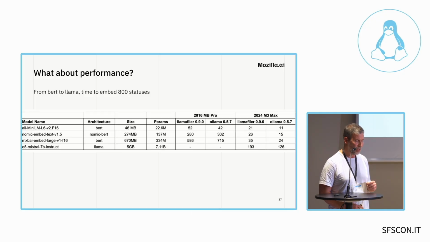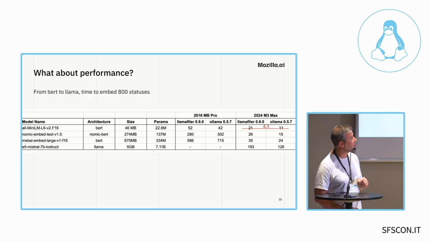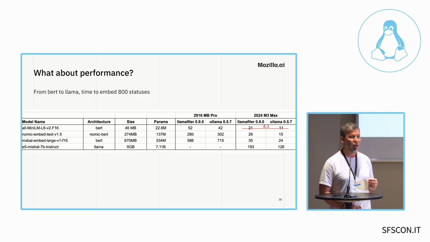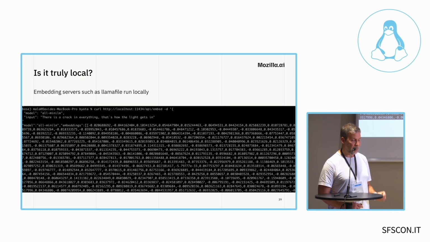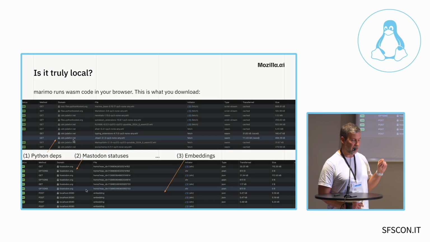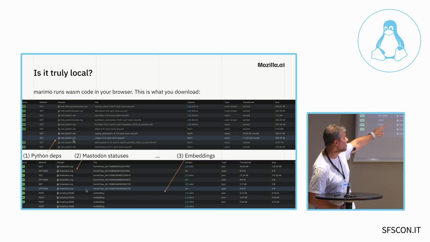Is it too good to be true? It runs relatively fast. These were the stats from February. These are the stats from now. New versions came out. We can embed or encode 800 posts in 4 seconds on my laptop. It's going to be a bit slower on my 2016 laptop. It's fine. It runs on a Raspberry Pi, by the way. This is local software. Again, this is what happens when you call the tool. You download the libraries that you need, and then you download posts from Mastodon, and then you just start calculating embeddings on your local computer.